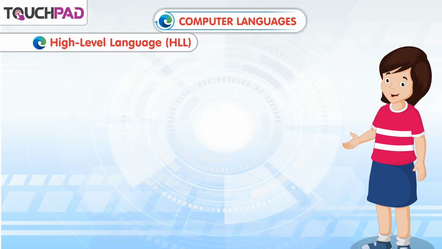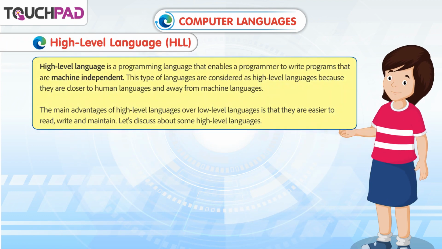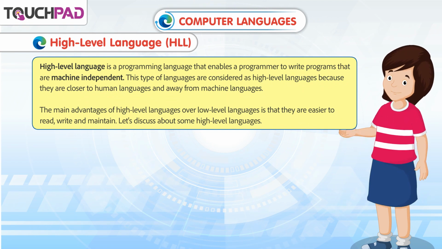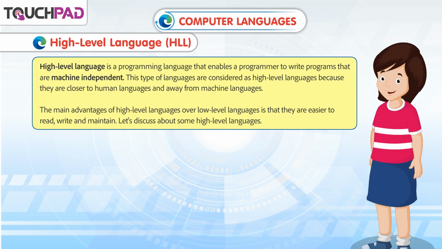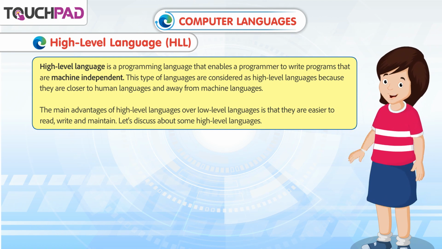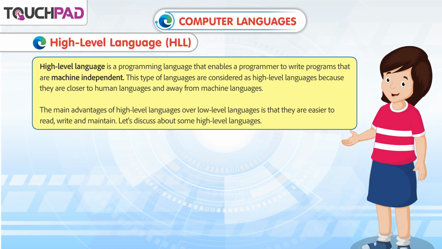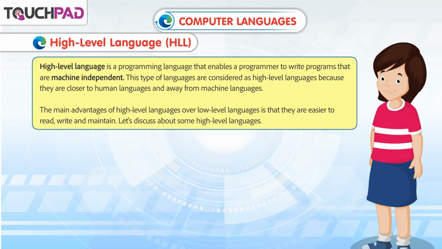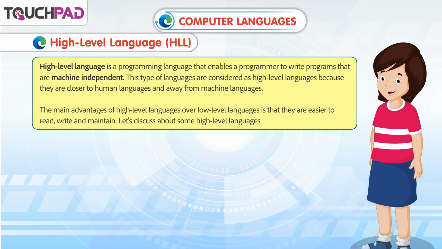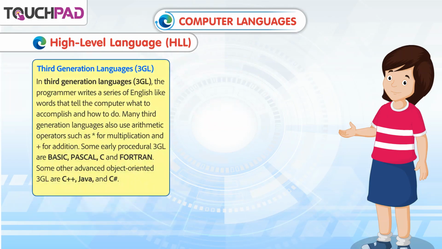High-level language, HLL. High-level language is a programming language that enables a programmer to write programs that are machine-independent. This type of languages are considered as high-level languages because they are closer to human languages and away from machine languages. The main advantages of high-level languages over low-level languages is that they are easier to read, write, and maintain. Let's discuss about some high-level languages.